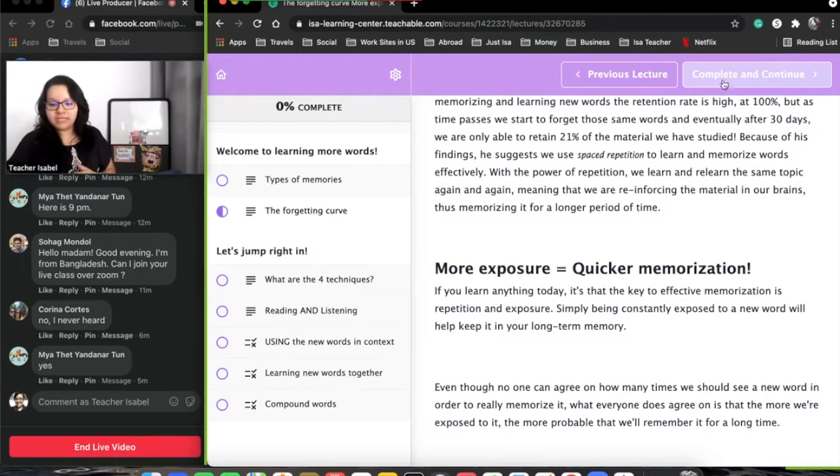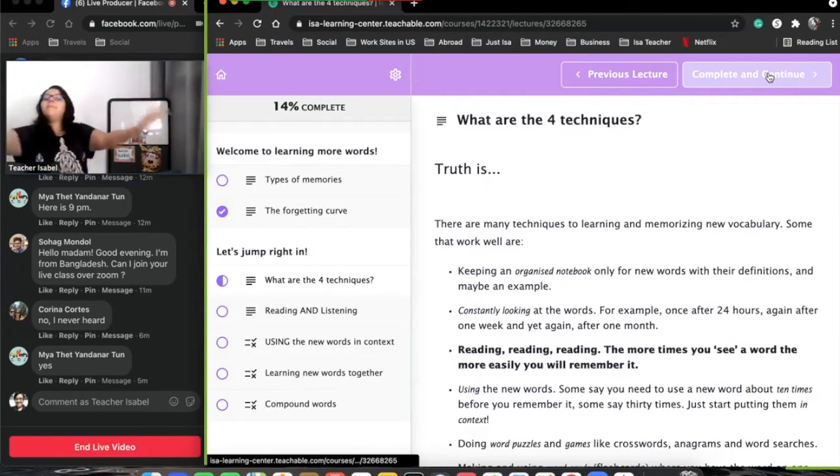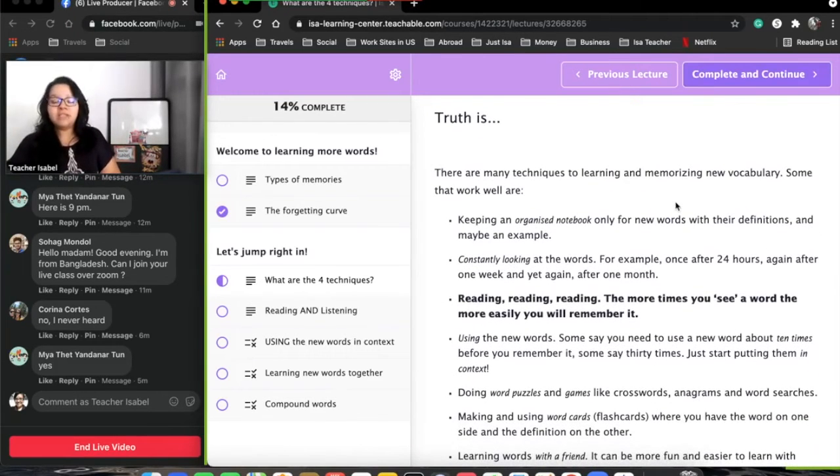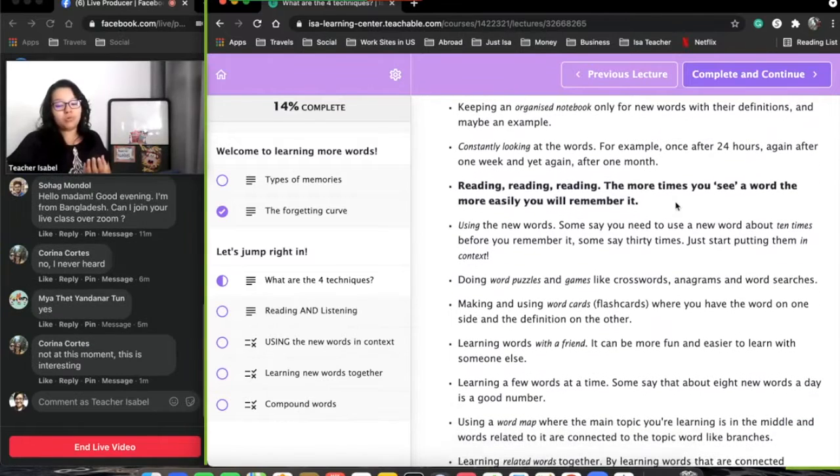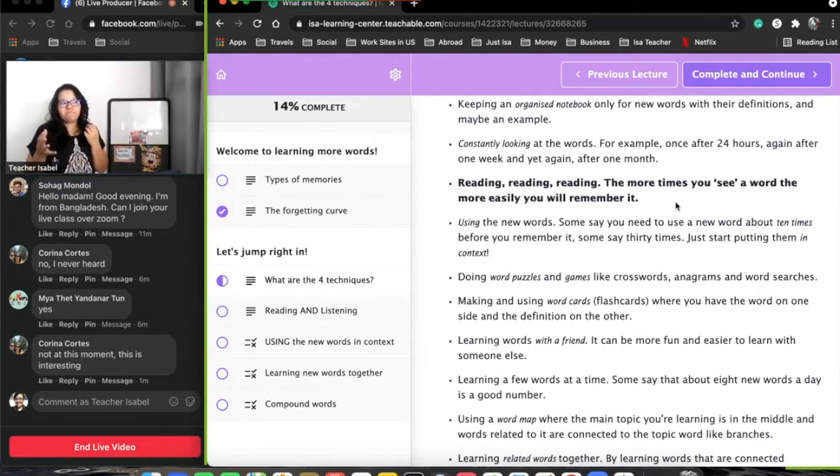Okay, let's go on. Let's go into the many, many techniques for memorizing new words, or just really memorizing anything. The truth is, there are many techniques. And honestly, you kind of just have to find your own way that works for you. But here's a whole long list, so I'm just gonna zoom right through it, and then I really do want to go over 4 main ones that I think are super important.